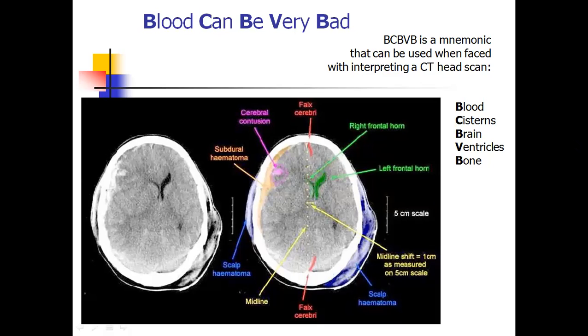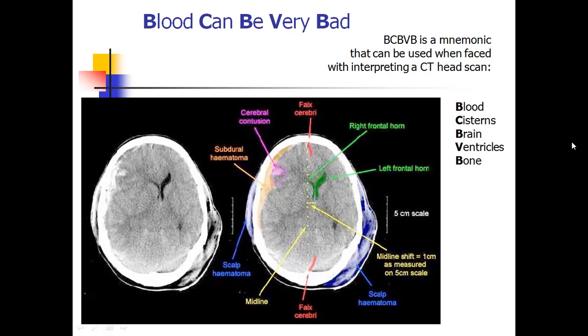Here is a very nice mnemonic rule that can be used when faced with the interpreting of CT head scans. Blood can be very bad. Think of this approach as a framework for a quick review of the scan.